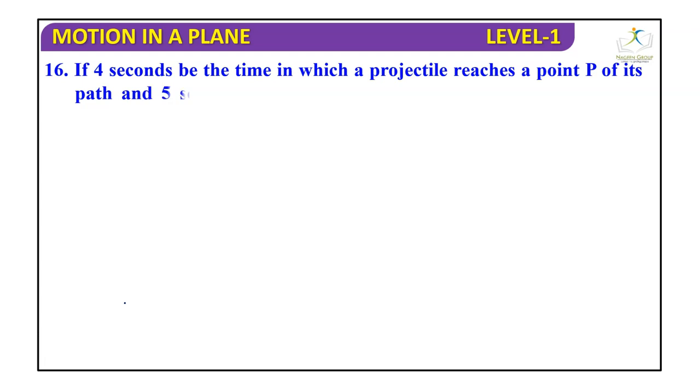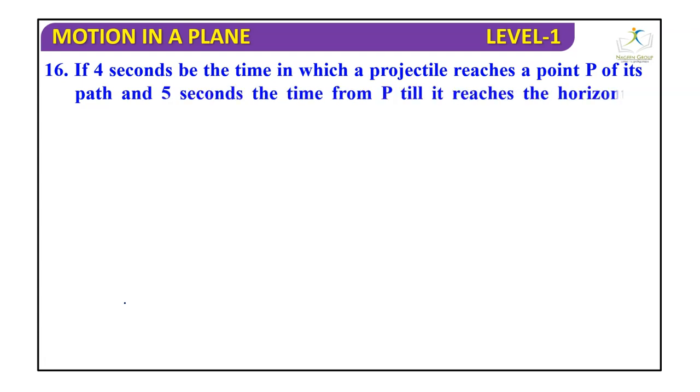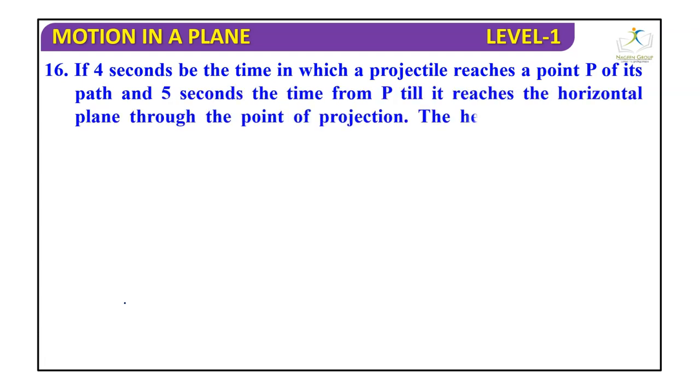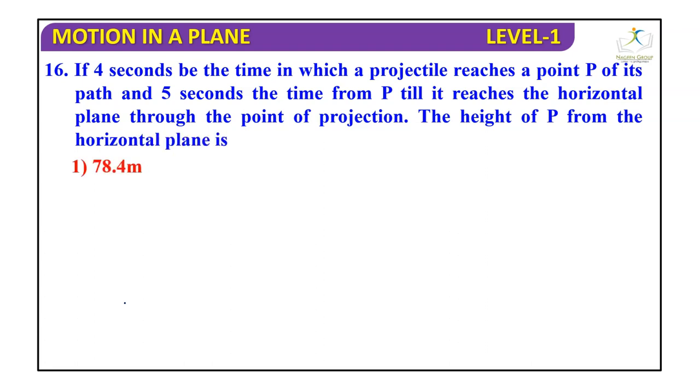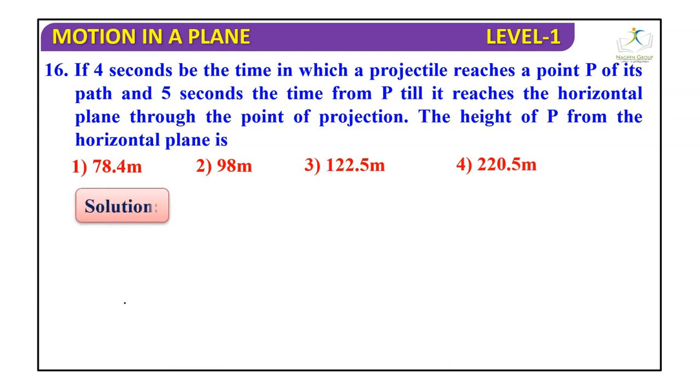Next question is, if 4 seconds is the time in which a projectile reaches the point P of its path, and it is covered in 5 seconds, the time from P till it reaches the horizontal plane through the point of projection. The height of P from the horizontal plane is 78.4 meter, 98 meter, 122.5 meter, or 20.5 meter.